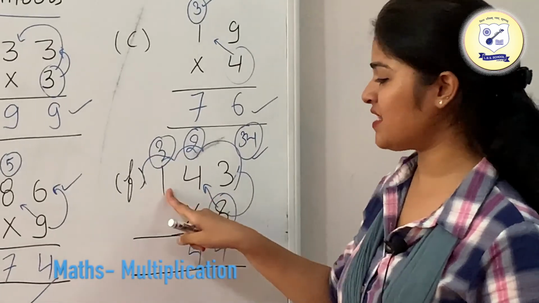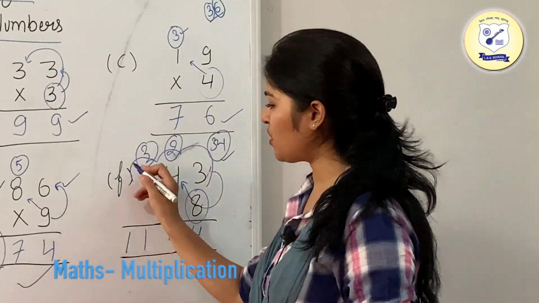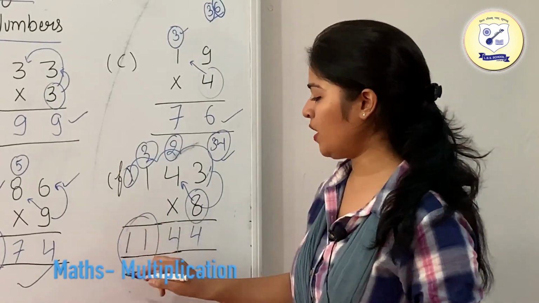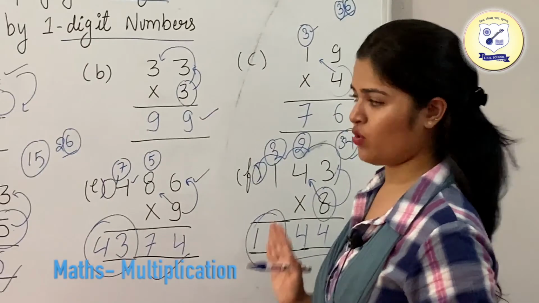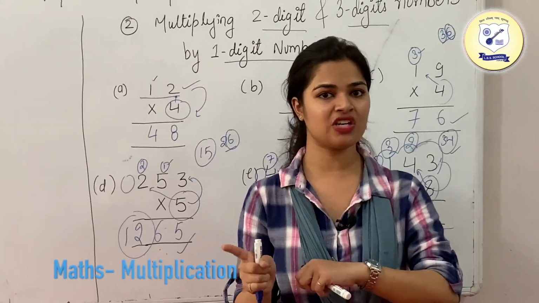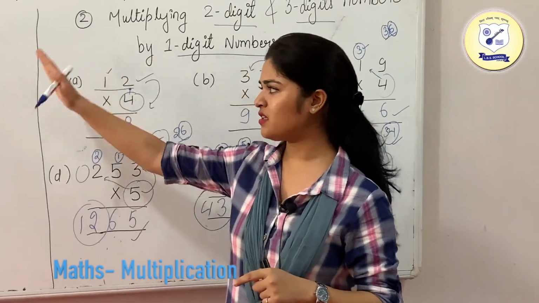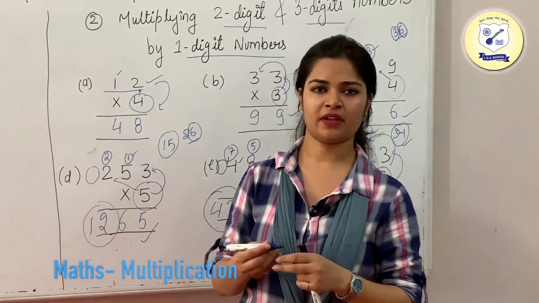So now 8 1s are 8. 8 plus 3 is going to be your 11. Since we are not having any number over here, we will write this whole 11 in your answer. So your answer is 1144. So now we are done with the examples of multiplication of the 2-digit number and the 3-digit number with the 1-digit number and the normal division of 1-digit number. So now we'll move to another topic.